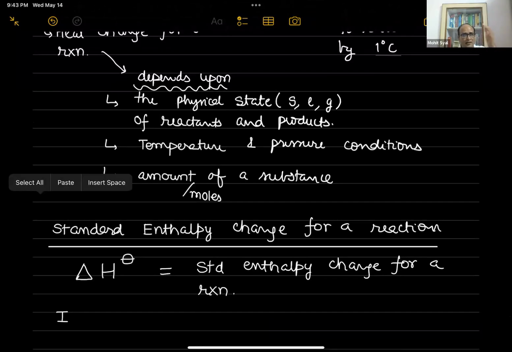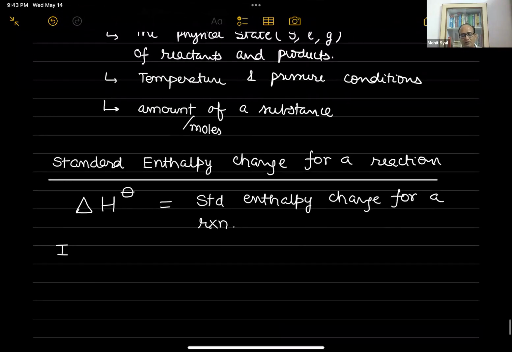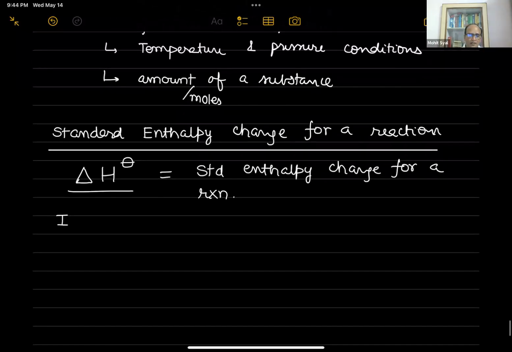In the whole world we cannot have the same pressures and temperatures. So how will we compare the heat of a reaction? For carrying out a chemical reaction or for measurement purposes, we have fixed the conditions for the measurement of enthalpy change, and that is known as the standard enthalpy change for a reaction. It is represented by delta H with a subscript. I'm showing you the subscript, and I'm writing the definition.